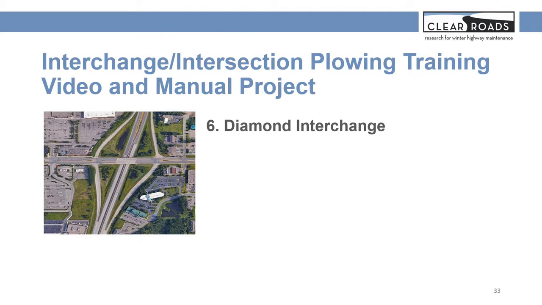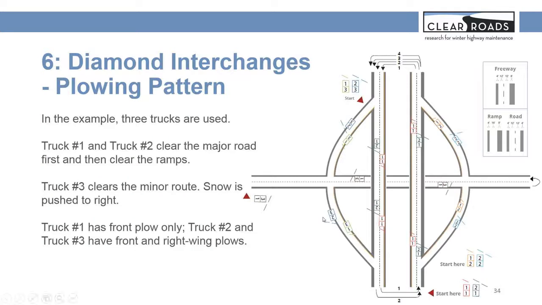Number 6, the diamond interchange. This is straightforward. We have 2 trucks. Actually 3 trucks, sorry. Two trucks clear the major roads and then clear the ramps. And truck number 3 clears the minor roads. So it's kind of straightforward.